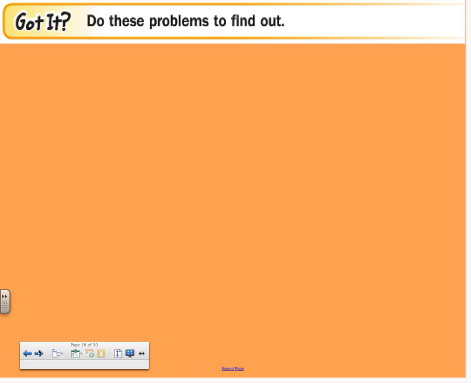I want you to try the got it at the bottom of the page. I want you to do 2 out of the 3. So choose 2 out of those 3 to do.